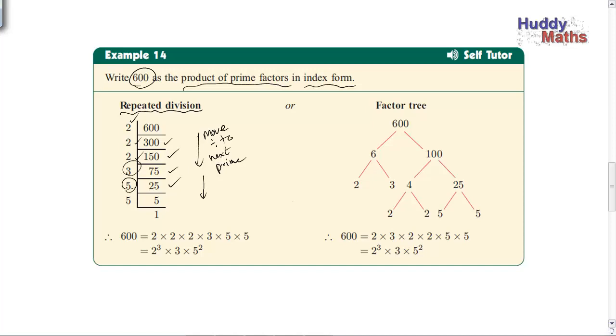The next prime is 5. 5s into 25 go 5, and then we'll do it again, and we get 1. So we're at the end when we get 1. Okay, so what have we got? Let's add them up.